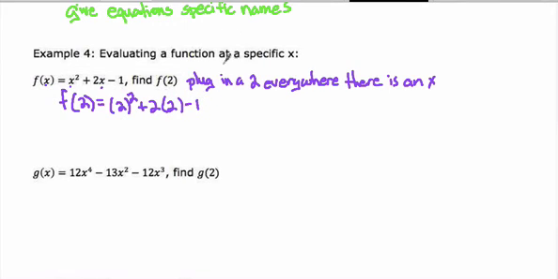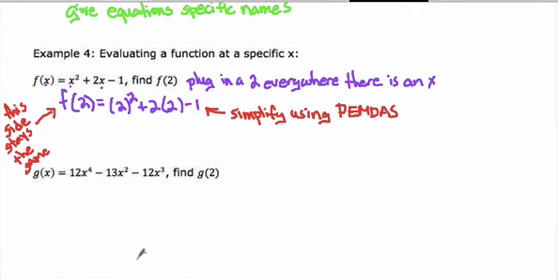And then just like that. And then when it says find f of 2, we actually have to simplify all of this. Now, nothing's going to happen on the left side. So this side stays the same. And then on this side, we want to make sure that we're always simplifying using order of operations. So simplify using PEMDAS. Let's go for it. Let's go ahead and simplify this, finding f of 2 for this function.